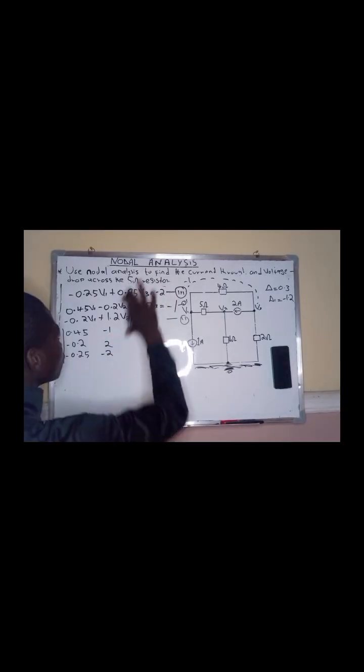So I have to say -1, and okay, this is my first equation. The first equation is -1, the second equation is 2, and the third equation is -2. So I have to put the third row.